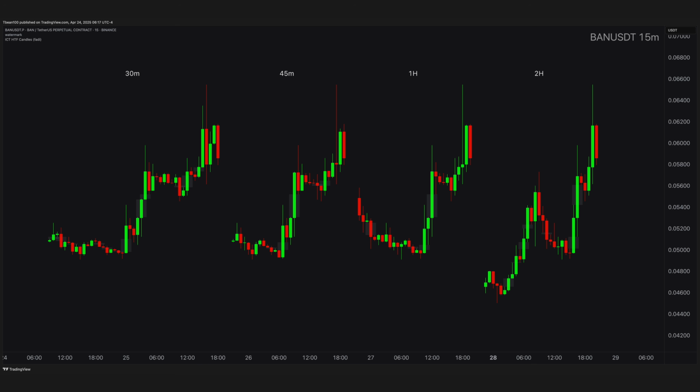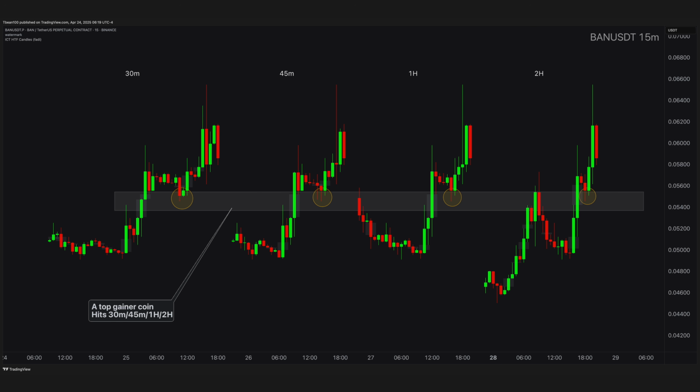So, Ben coin was one of the top gainer coins of the day and it had a highly strong momentum. And right in this location, you can notice price dips into this multi-level imbalance location, tapping the 30 and 45-minute imbalances and 1 and 2 hour imbalances as well. This is one of the ways of finding entry zones extremely quickly.